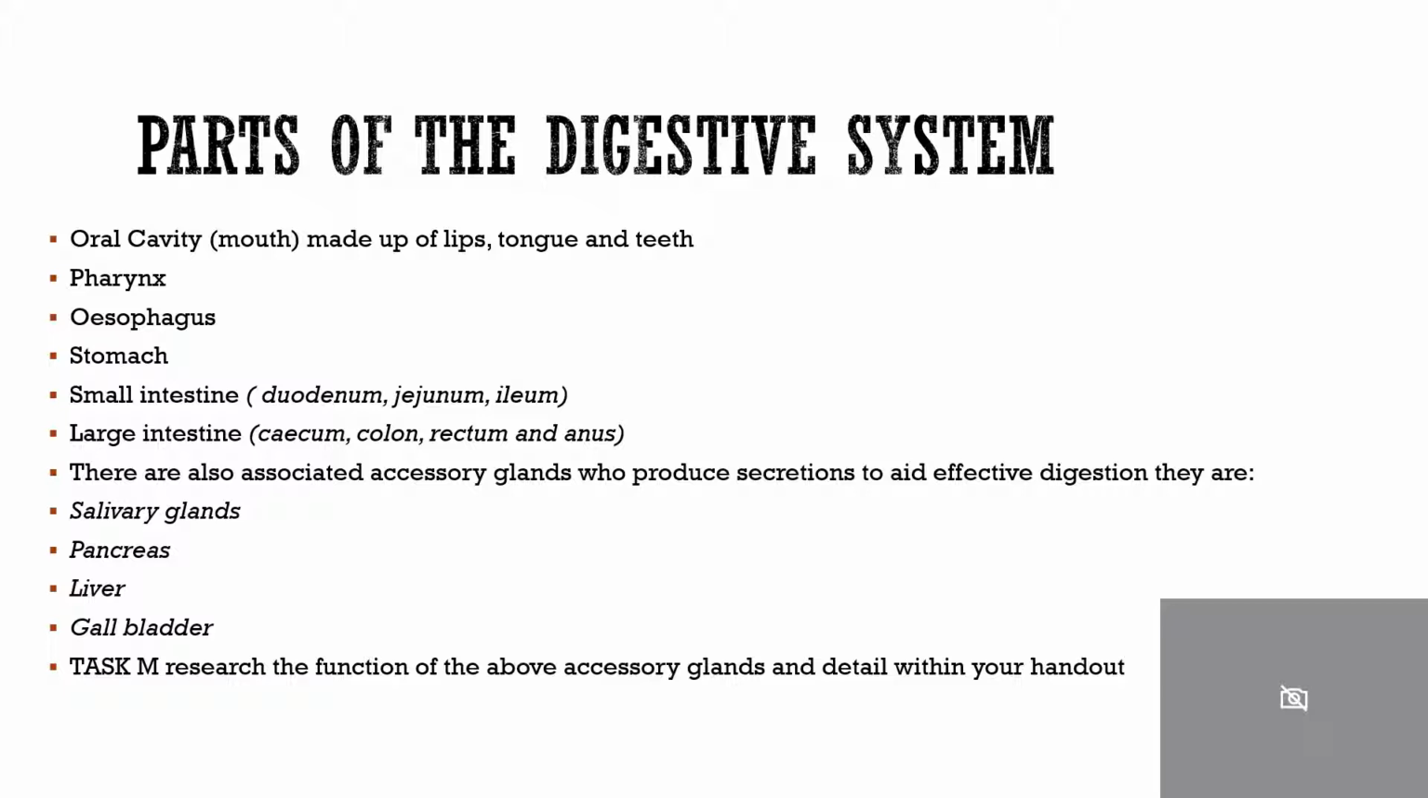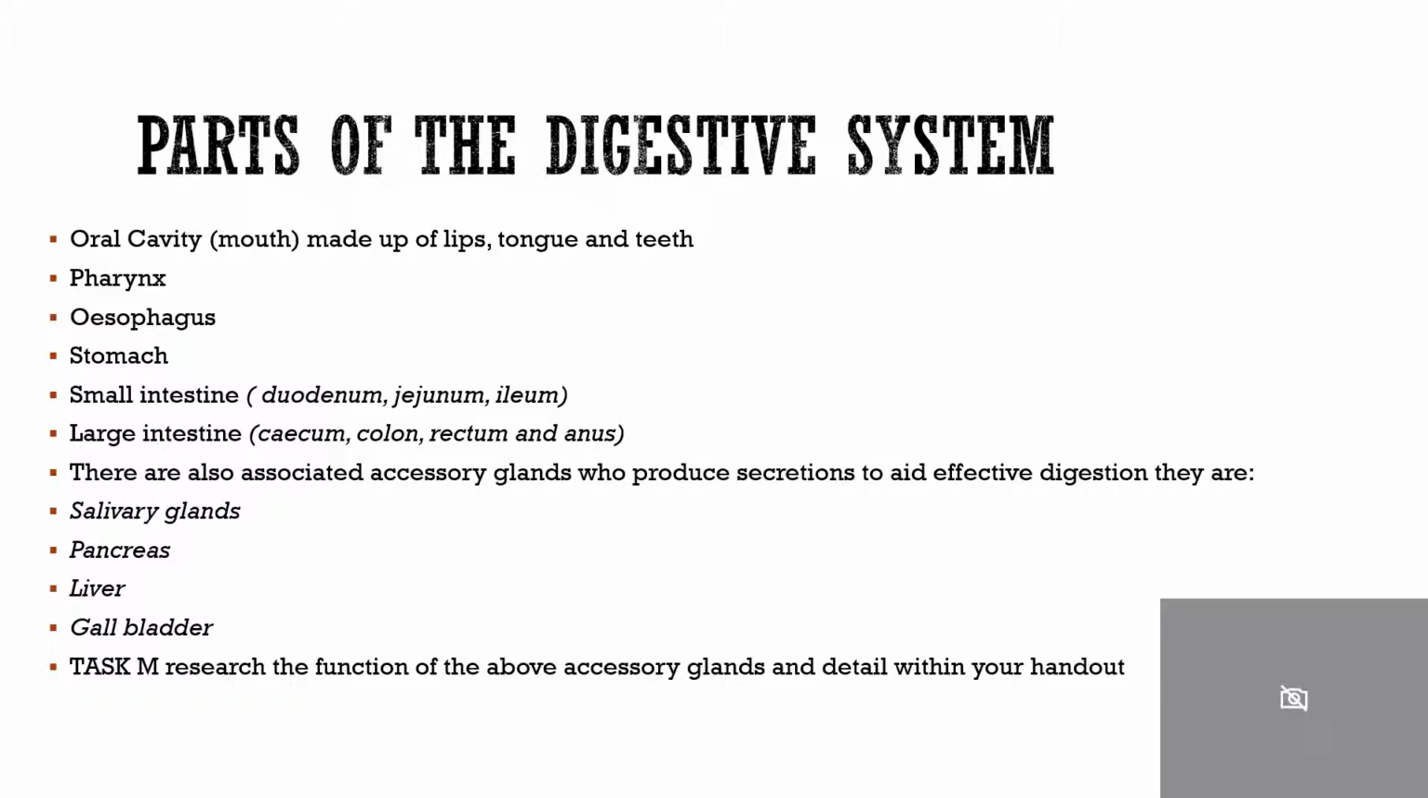So what parts of the digestive system are there? We have the oral cavity, commonly known as the mouth, and that is made up of the lips, tongue and teeth. The pharynx, the esophagus, the stomach, the small intestine, which is made up of the duodenum, jejunum and ileum, the large intestine, which is made up of the cecum, colon, rectum and anus.